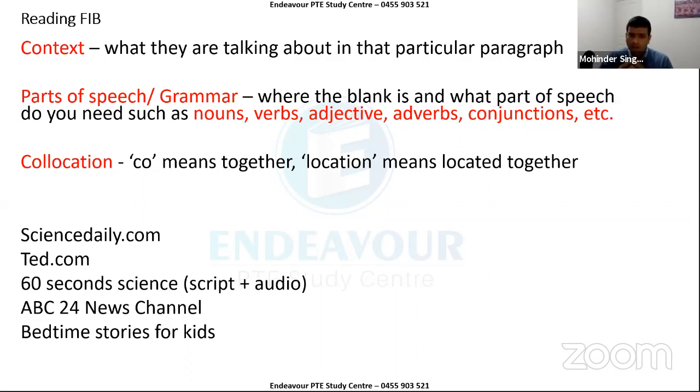Remember, guys, comprehension is very important. If you don't comprehend what you are reading, then it is going to be difficult for you to get to the right answer. So you really need to understand what you are reading. And for that, you need consistent practice with the reading.